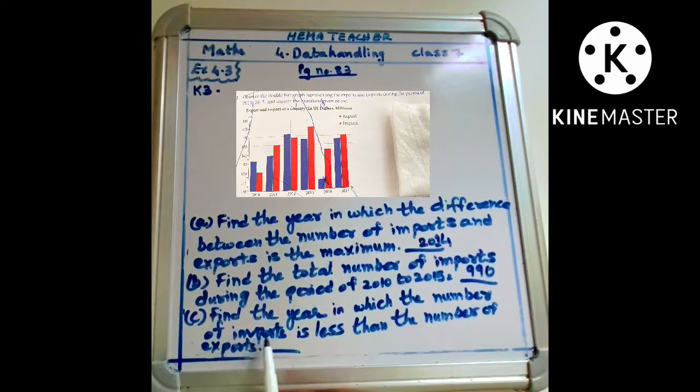990. C: find the year in which the number of imports is less than the number of exports. That is 2010 and 2012. Let's move.